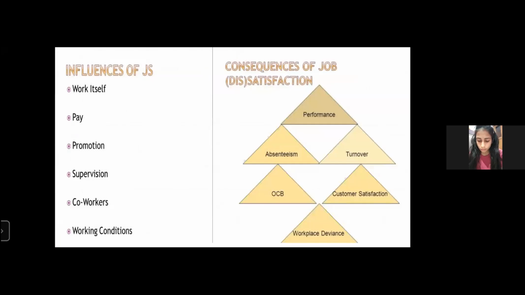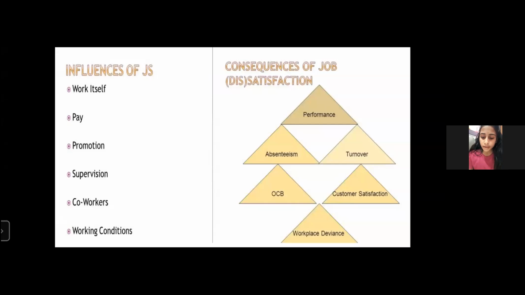Now, influence of job satisfaction: work itself, pay, promotion, supervision, co-workers, and working conditions. Work itself: my job can make me happy. My work supplies me with a stable job.